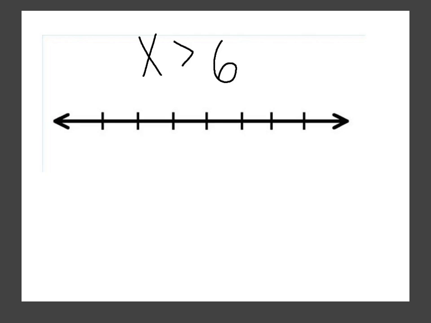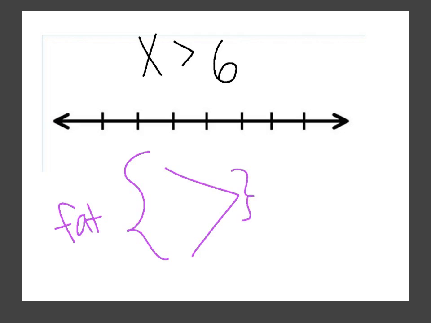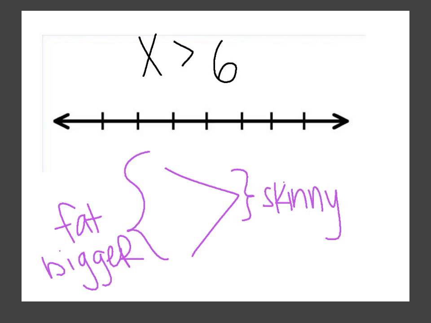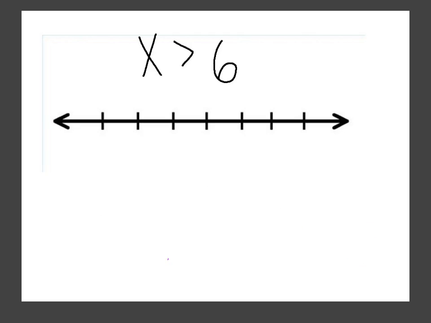My trick is to always look at the two sides of the inequality sign. So we always have a fat side, and we always have a skinny side. The side that is fattest should always be the bigger number, and the side that is skinny should always be the smaller number. So when we look at this problem, we need to ask ourselves, is the x on the bigger side, or is x on the smaller side?